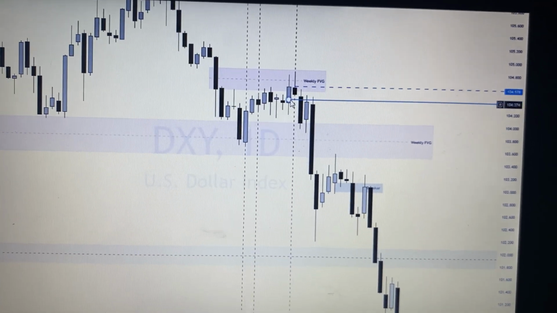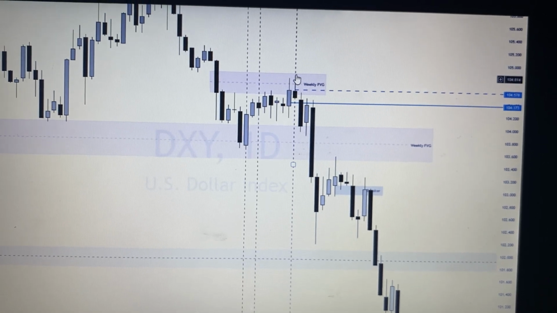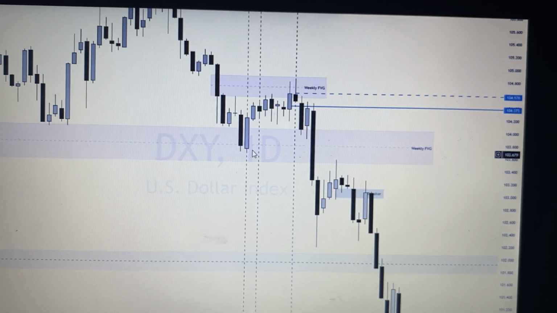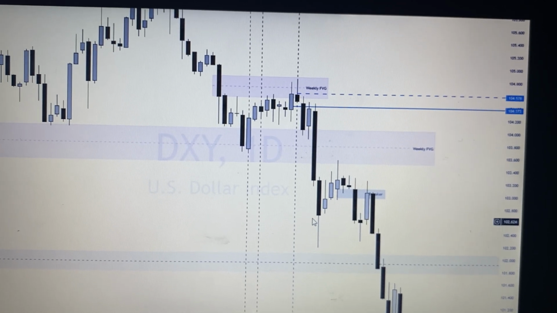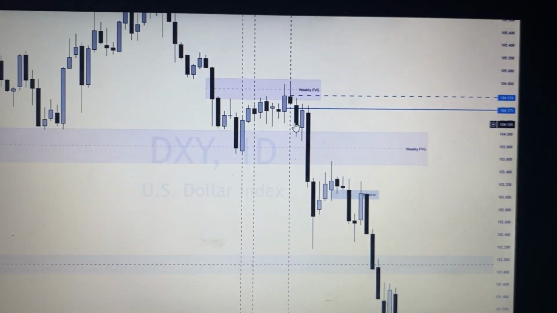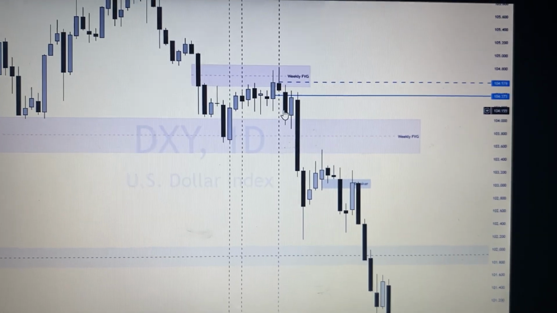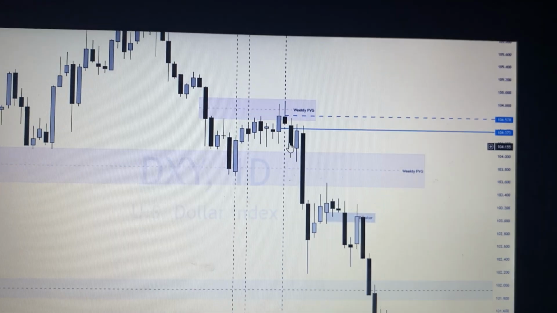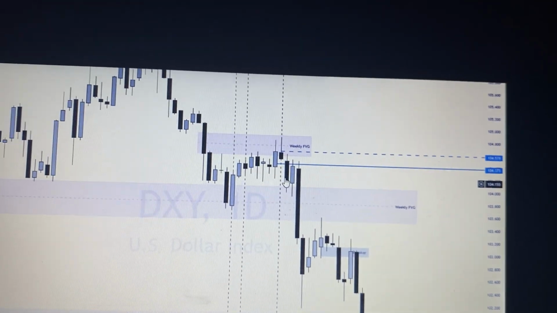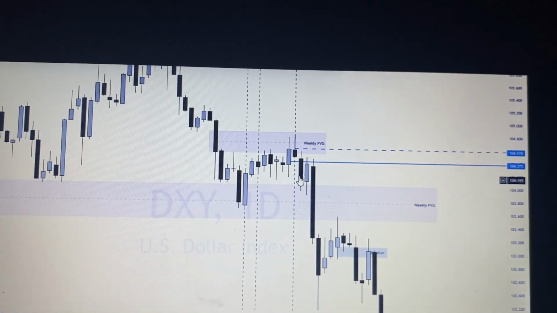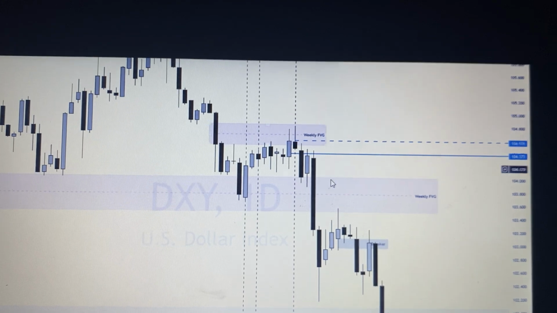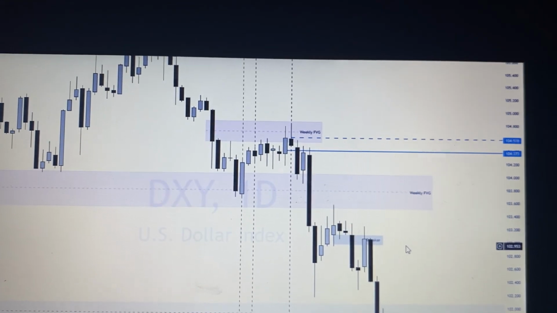So we tapped into that fair value gap. You sold somewhere around here. You take profit, let's say here, and then we break out. So when we break out of a fair value gap and close outside of it, your mind must tell you that, okay, that fair value gap was faded. We did not respect it. So here you see that we respected this one.